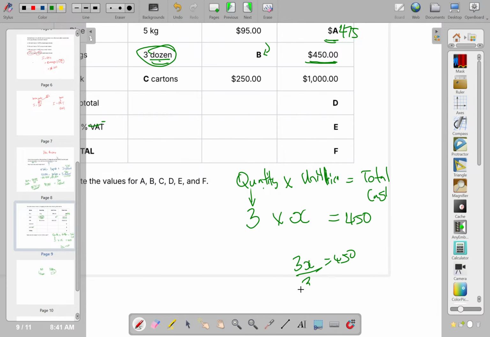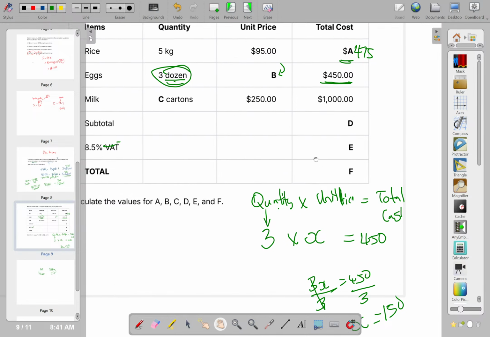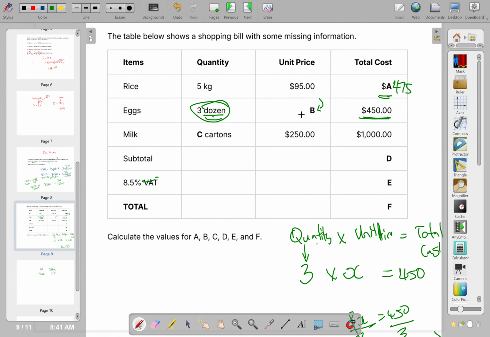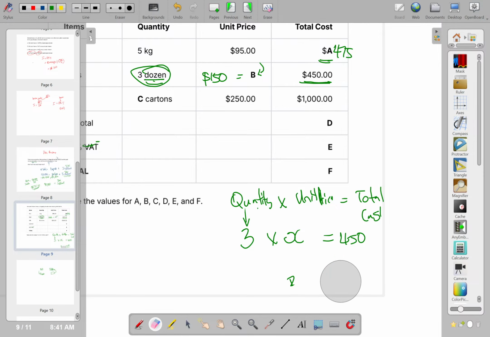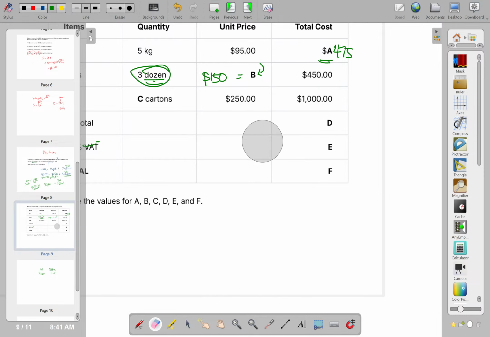We're going to divide by 3, divide by 3. So x would equal whatever that answer would be. That would look like 150. So $150 is what B is equal to. Hope that's making a lot of sense. Let me know in the comments if it doesn't.